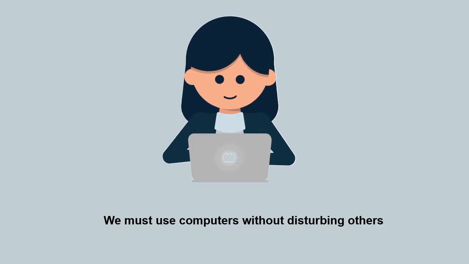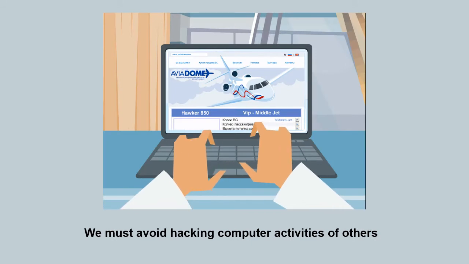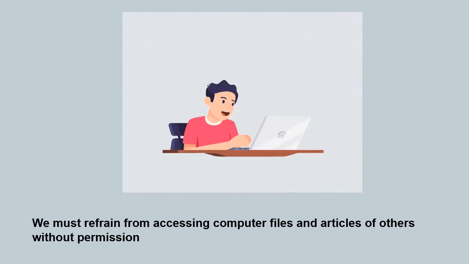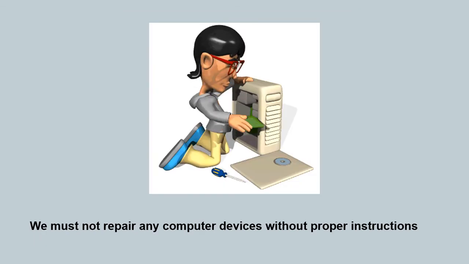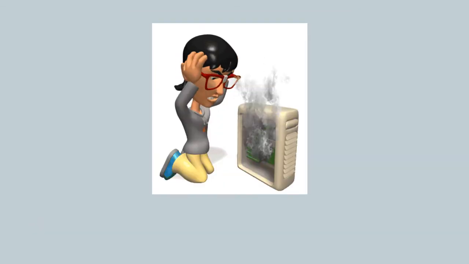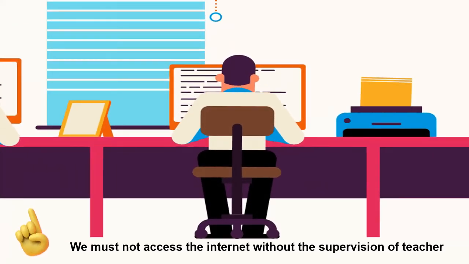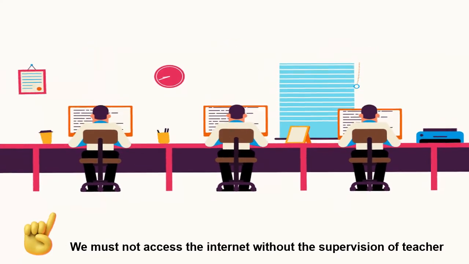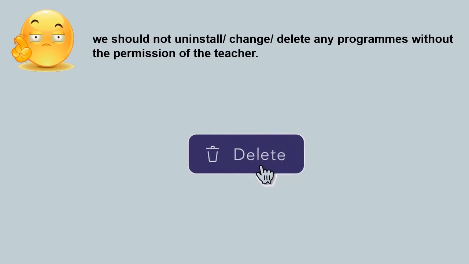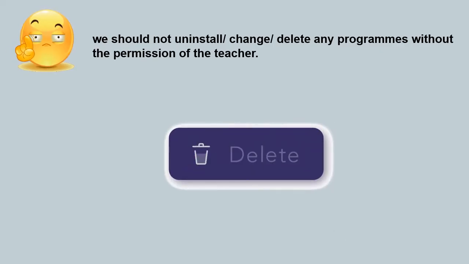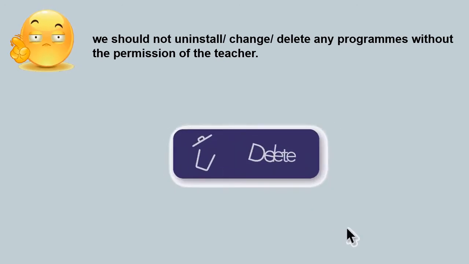We must use computers without disturbing others. We must avoid hacking computer activities of others. We must refrain from accessing computer files and articles of others without permission. We must not repair any computer devices without proper instructions. We must not access the internet without the supervision of the teacher. We should not uninstall or change or delete any programs without the permission of the teacher.